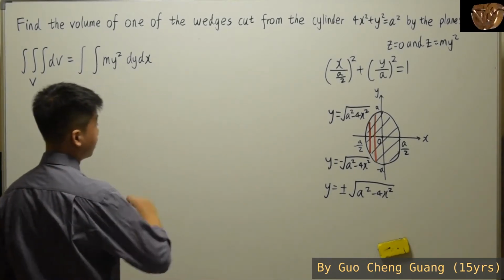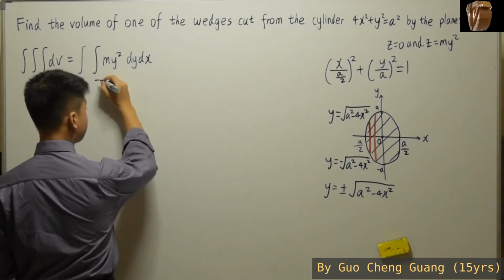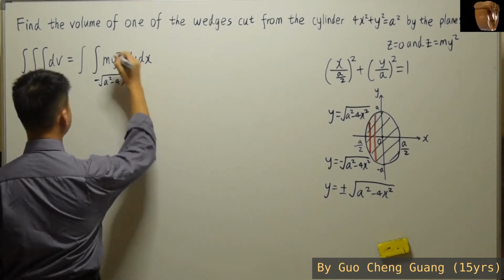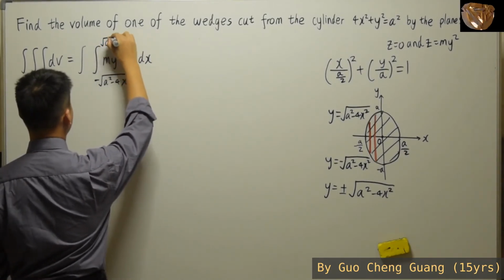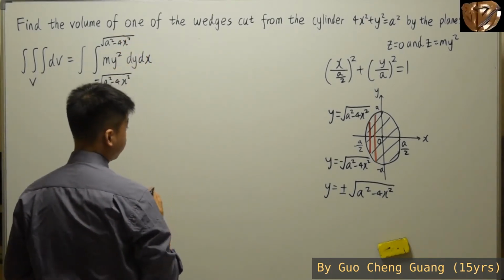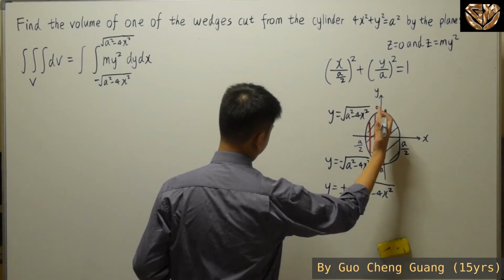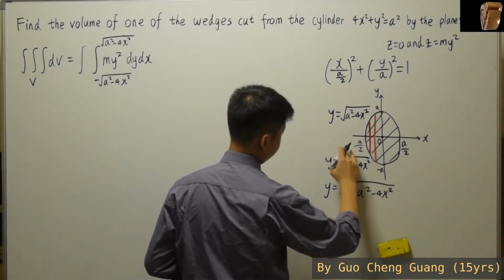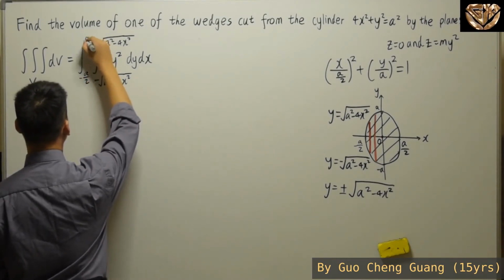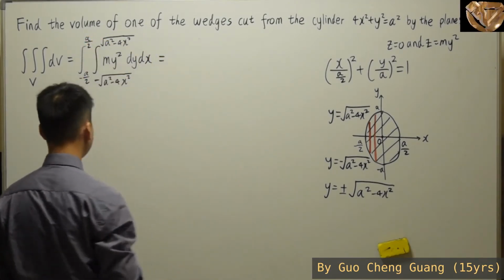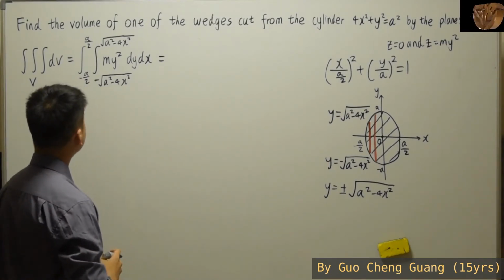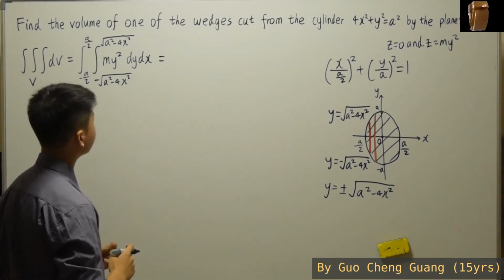Now that we can determine this integration, so it'll be from negative square root a square minus 4x square to square root a square minus 4x square. And your range for x would obviously be from leftmost side to rightmost side, which is negative a over 2 to a over 2. Alright, so this is what we are going to see. Next, we'll just have to start integrating it.